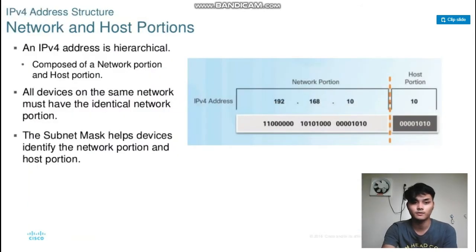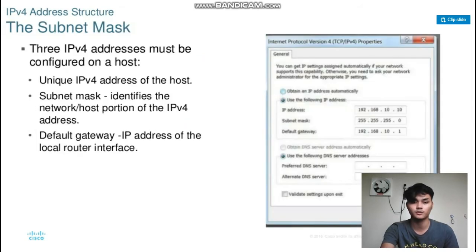So we have here the network and host. As you can see, we have the host portion. An IPv4 address is hierarchical, composed of a network portion and a host portion. All devices on the same network must have an identical network portion. The subnet mask helps devices identify the network portion and the host portion. As you can see, we have a network portion and a host portion.